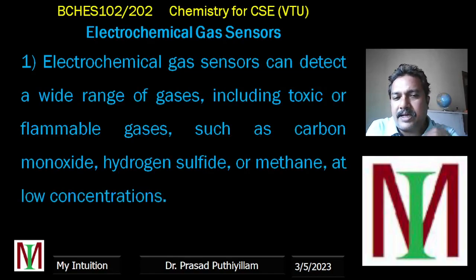Electrochemical gas sensors can detect a wide range of gases, including toxic or flammable gases such as carbon monoxide, hydrogen sulfide, or methane at low concentrations. These are very dangerous gases if we release them freely to the atmosphere. They are not so friendly to us. Therefore, we need to identify those gases, even at low concentration, and we have to take some remedial action.